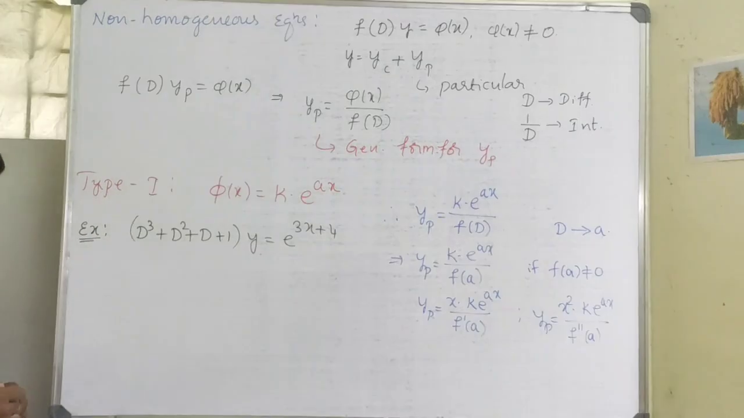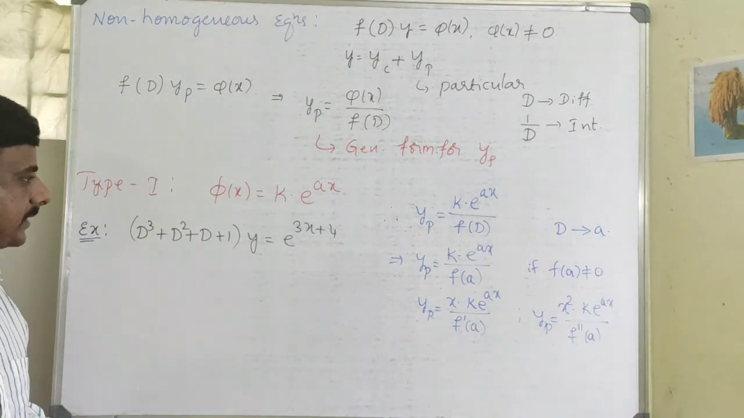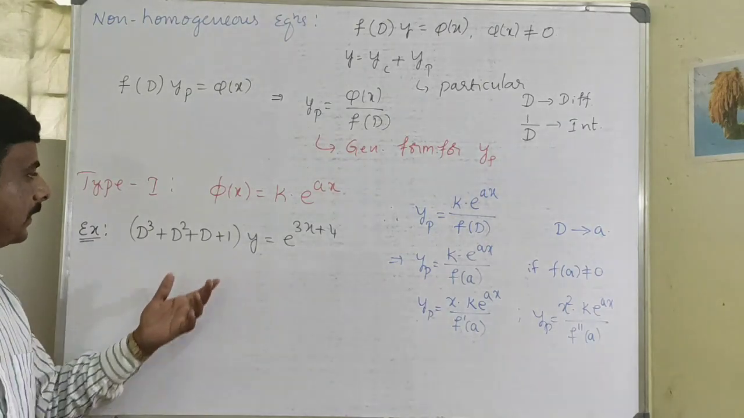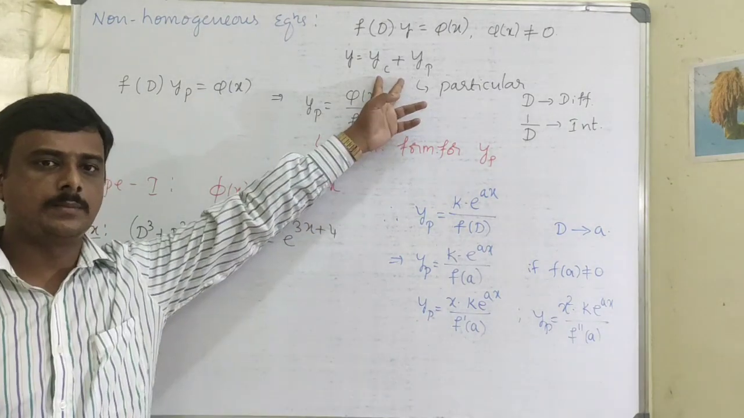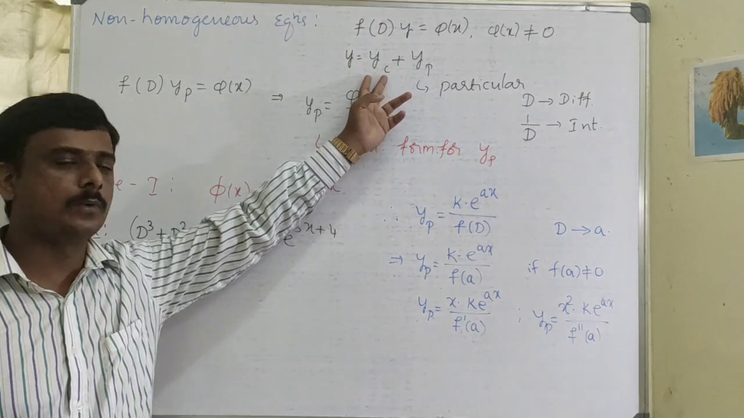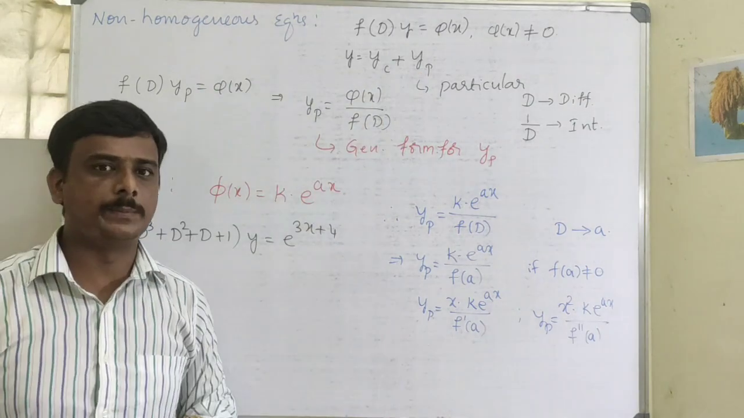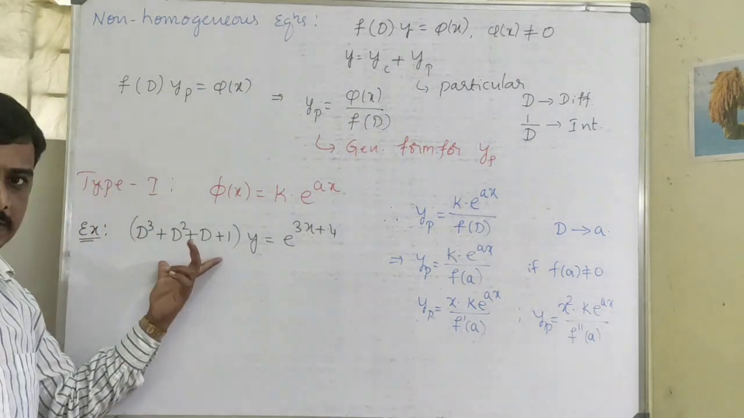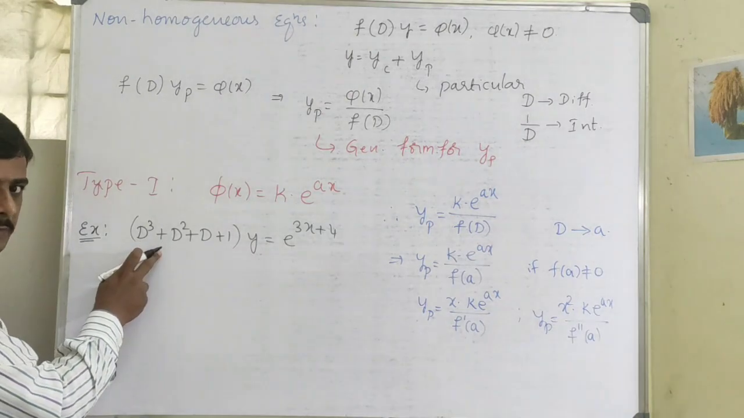This is the given equation. Now we need to find the solution of this equation. As I said earlier, the solution of this equation involves two parts, yc and yp. So to find yc, we first determine yc always, then we will go for yp. To find yc here, what should I do? I have to write an auxiliary equation.